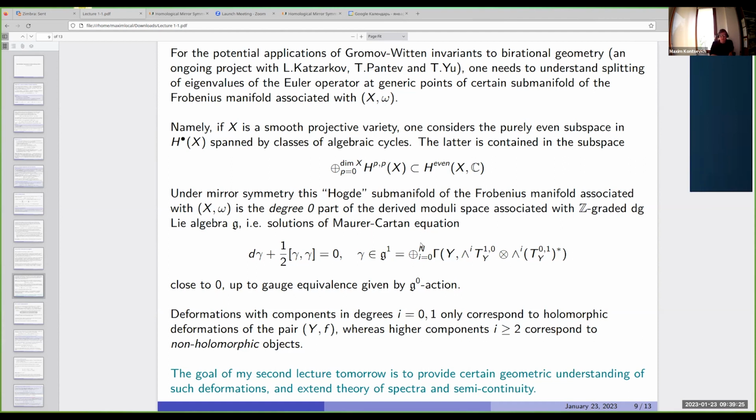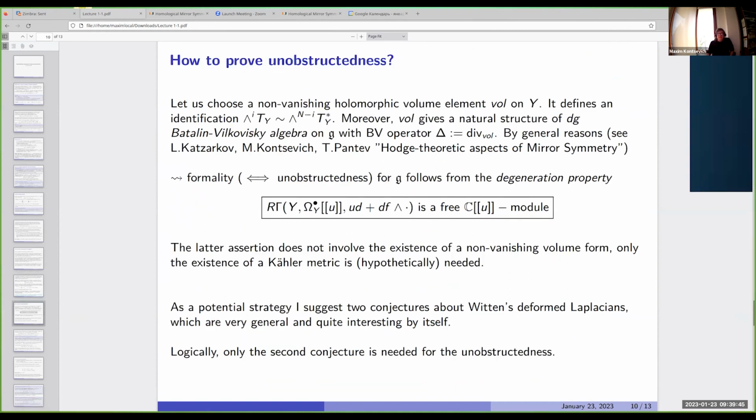And actually, the goal of my lecture tomorrow will be to give some geometric understanding of such deformations. Then there's no obvious holomorphic complex geometry, and how to do the A model, B model, and extend the spectra and semi-continuity.